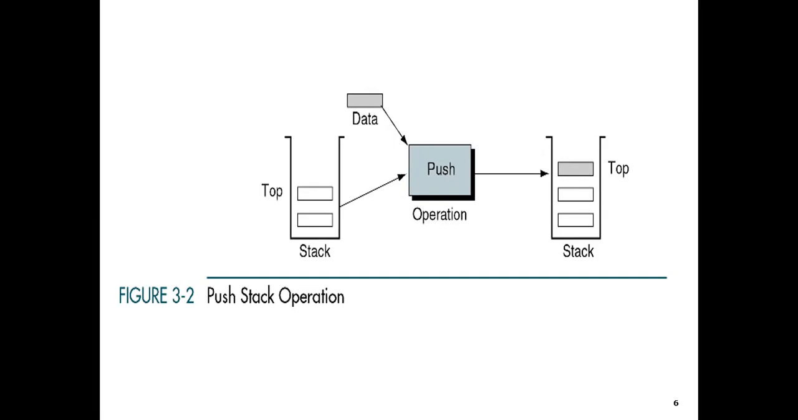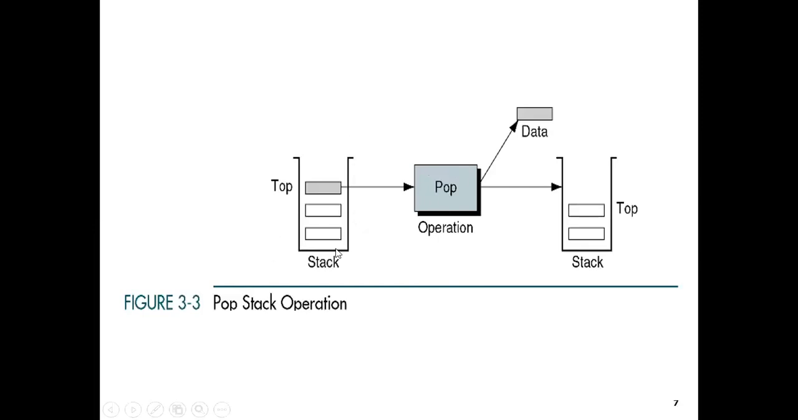The parameter passed to the push operation will be the data which is going to be added. To work the method for push operation, first it will check whether the stack is full or not. If the stack is full, we cannot add an item into the stack. Otherwise, if the stack is not full, we can add the data item on the top of the stack.